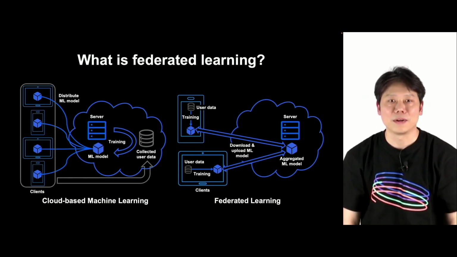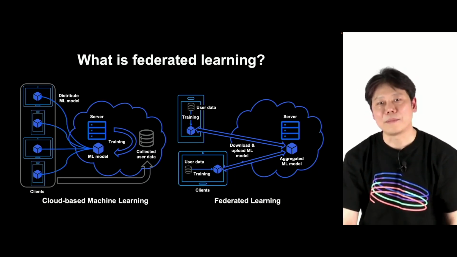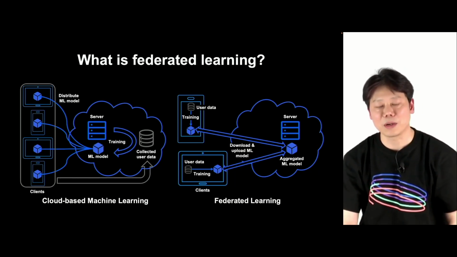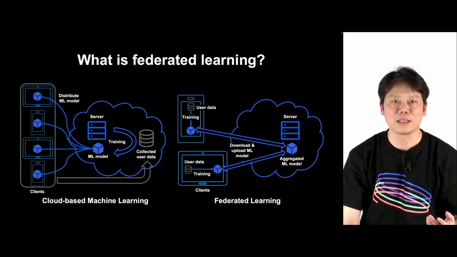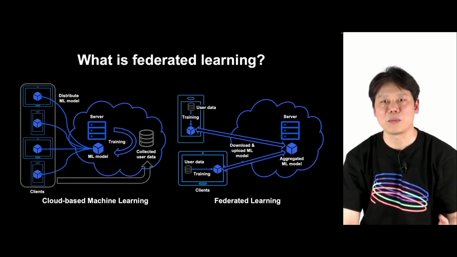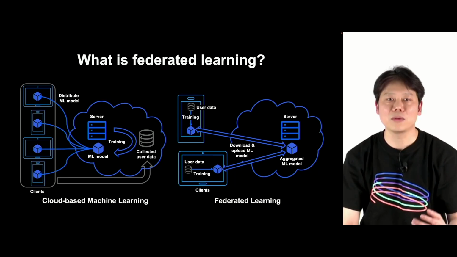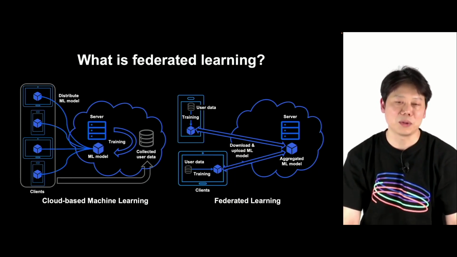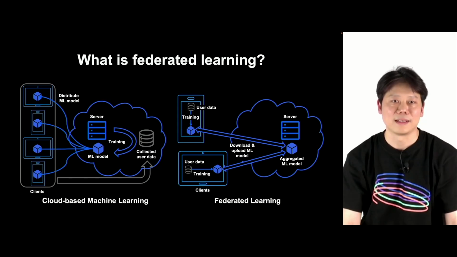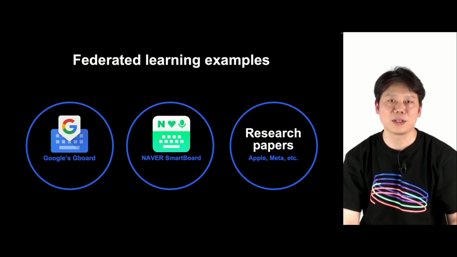The user log is not collected at the cloud, but the model is distributed to the user device, and the log in the device does the learning, and then the model will be collected at the server to create a new model, and then it is sent back to the user device. So that is the workflow. Compared to the cloud-based machine learning, it is better at privacy protection.